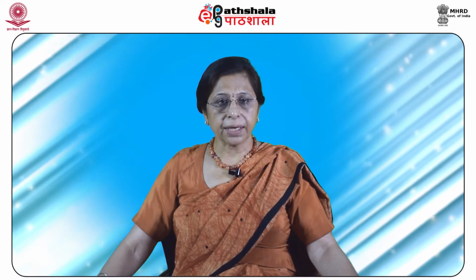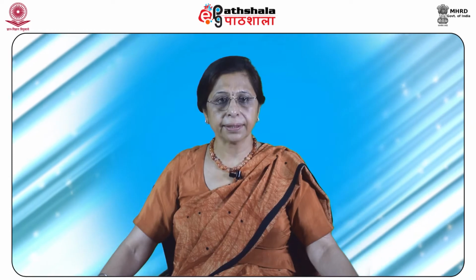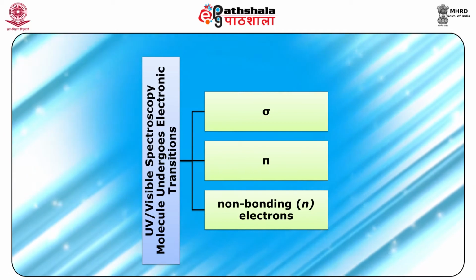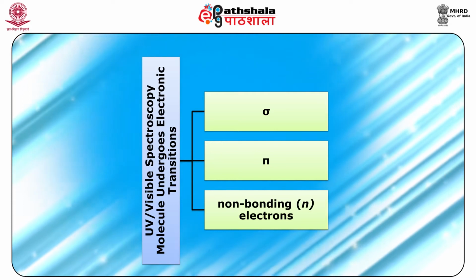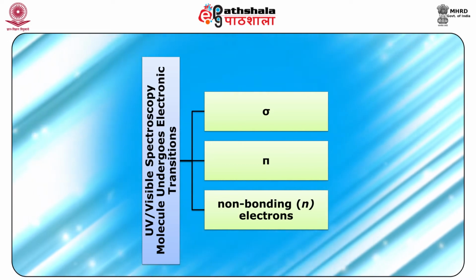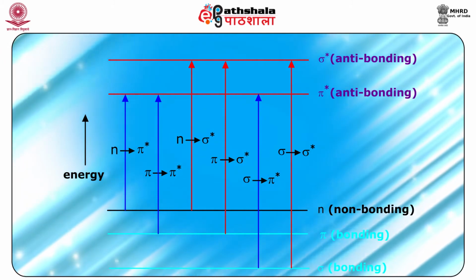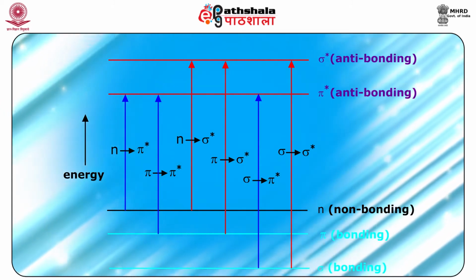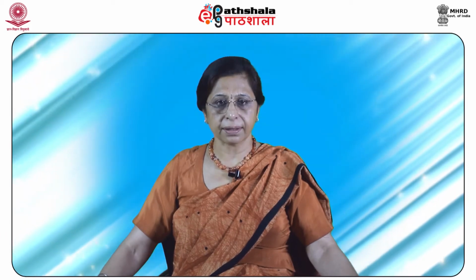Now, types of transitions which are possible in organic molecules. In UV visible spectroscopy, a molecule can undergo electronic transitions involving sigma, pi and non-bonding electrons. Among these, 4 types of transitions are possible depending upon the structure of the molecule. These include the sigma to sigma star transition.